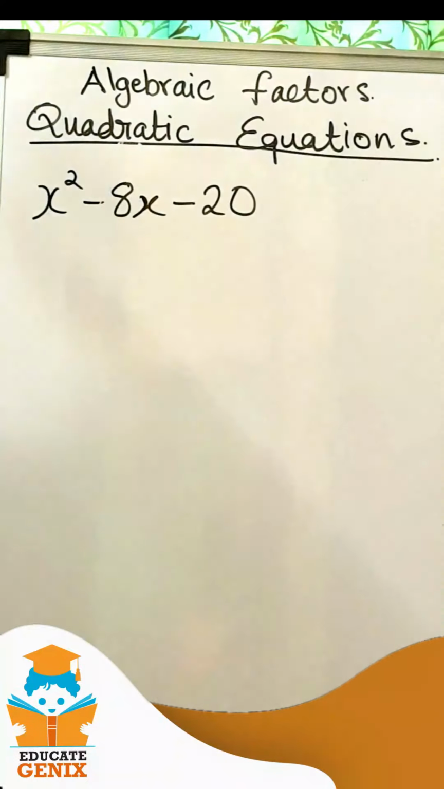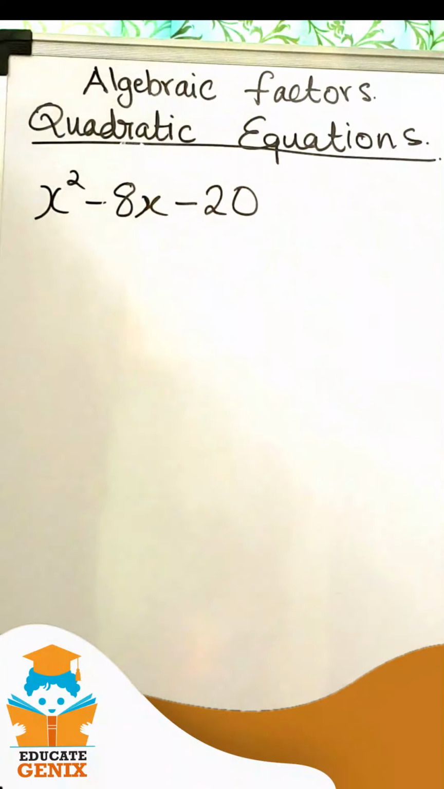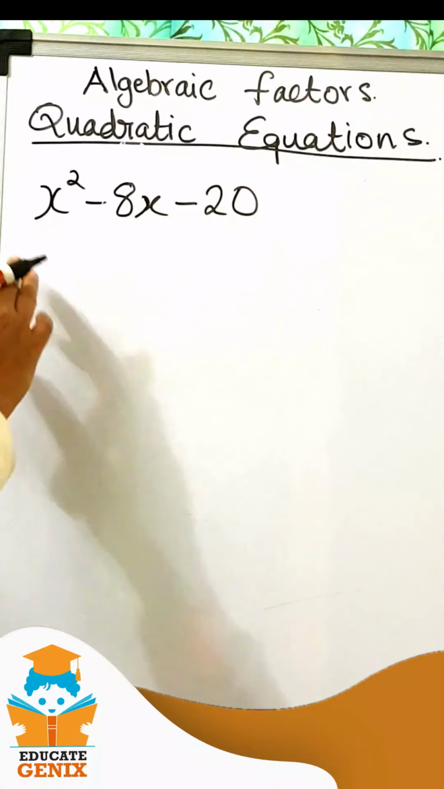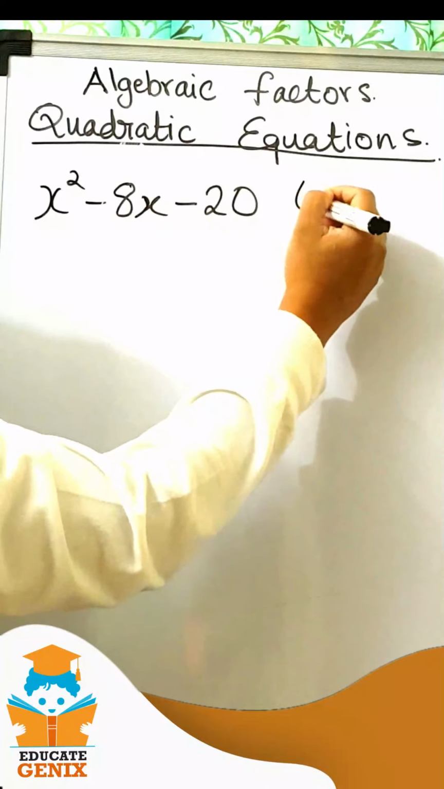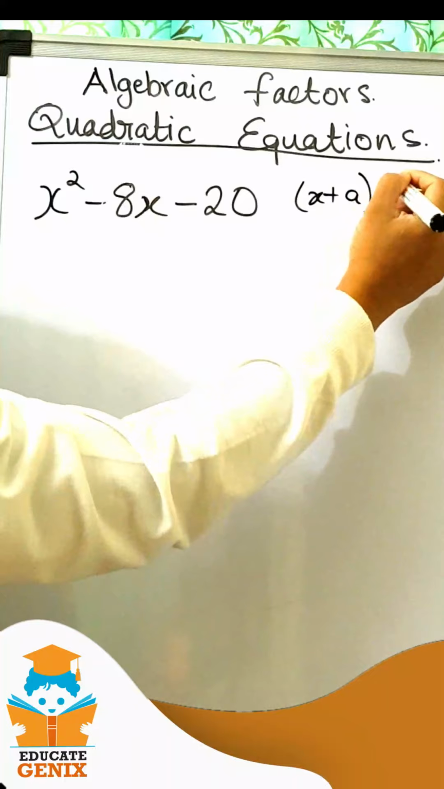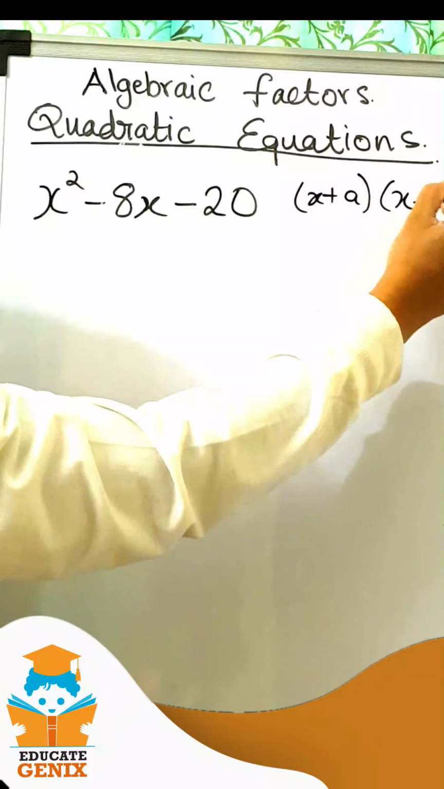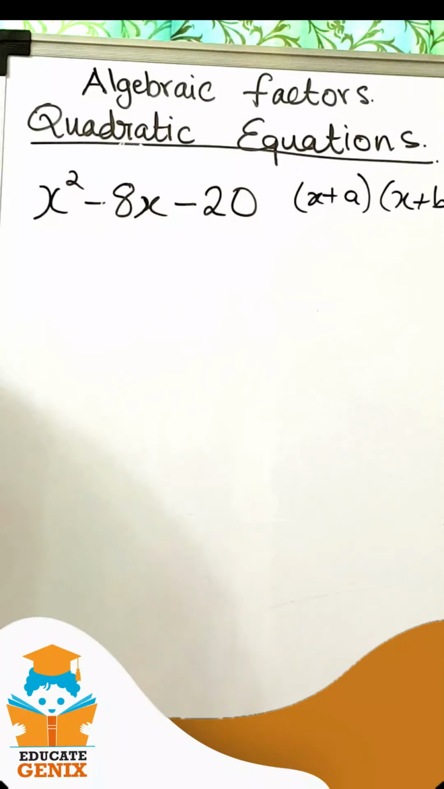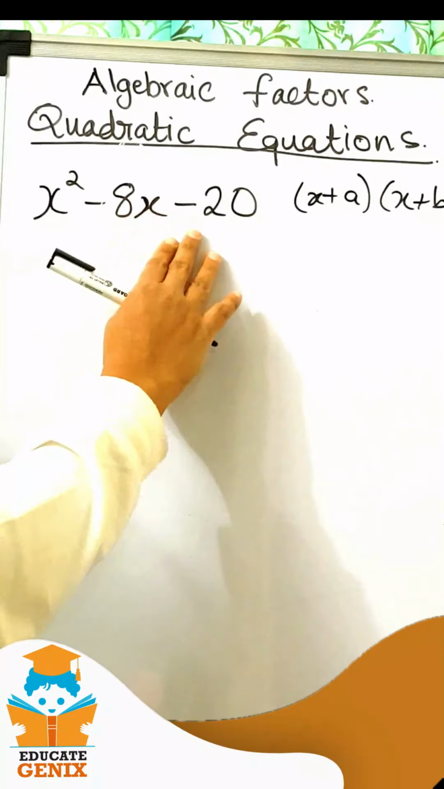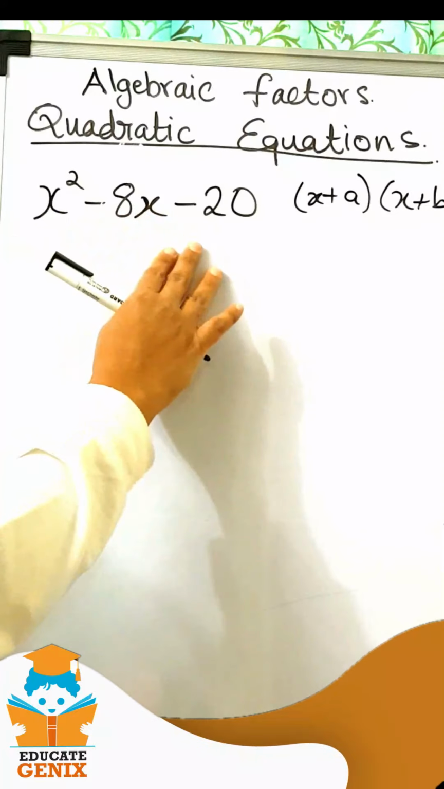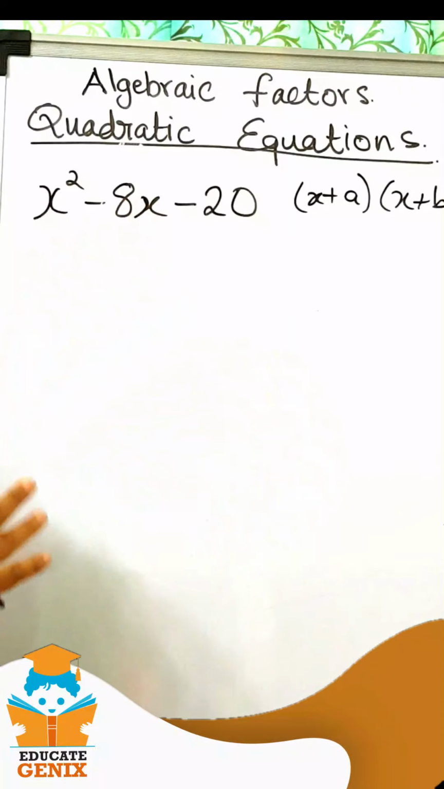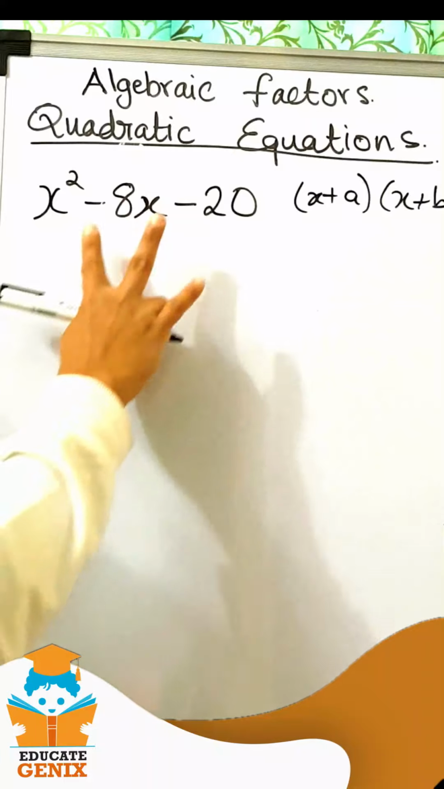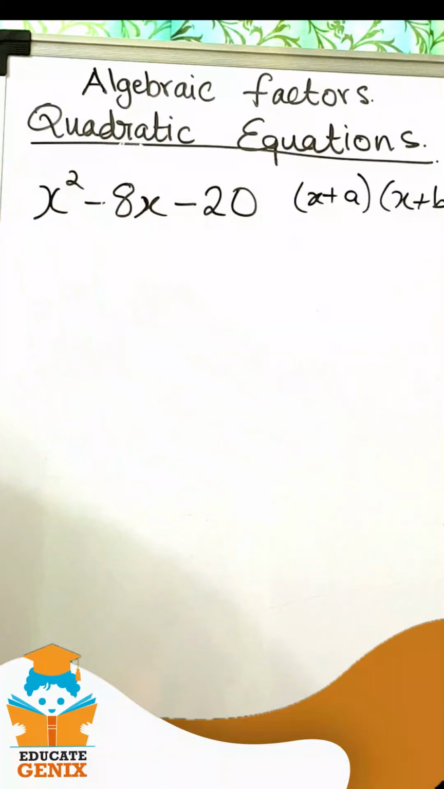Welcome to algebraic factors: quadratic equations. Factorization of quadratic equations, where we have to achieve this in terms of (x + a)(x + b). a and b are any two integers. We looked into the previous videos with two plus numbers, and one plus and one minus number. I am showing you this third example where both are minus numbers.